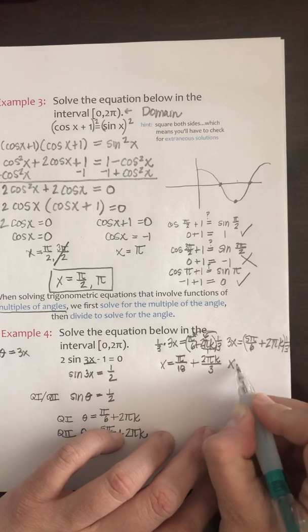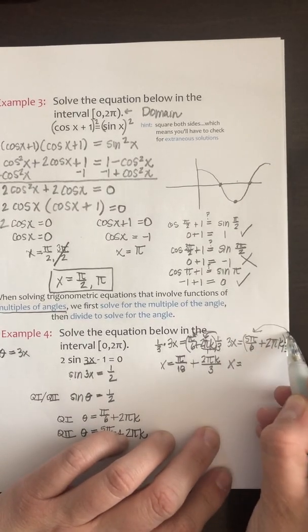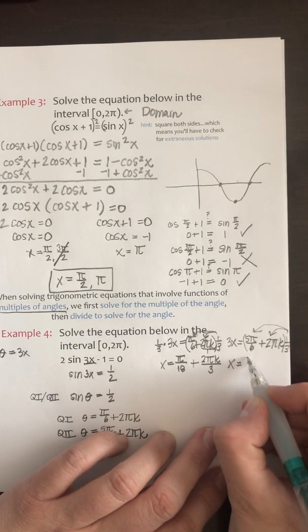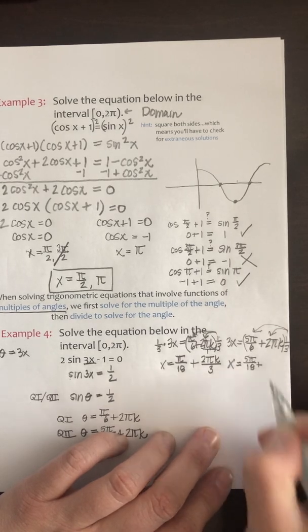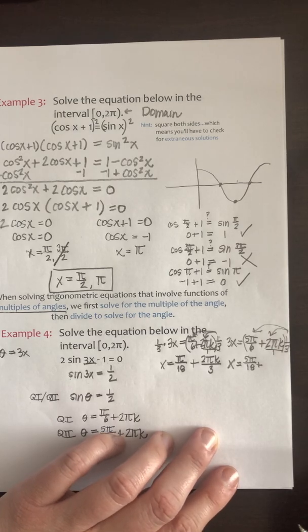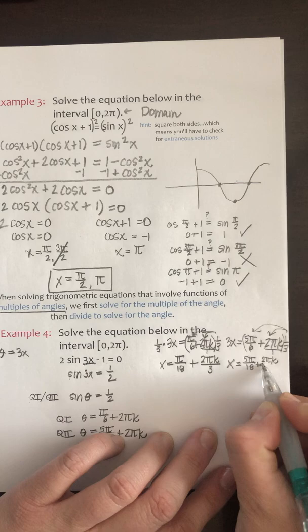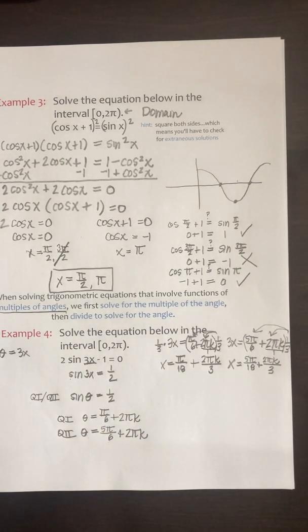So when I do it to the left, that makes the 3 go away. Over here, I have to distribute this, right? So 5 pi over 6 times a third turns into 5 pi over 18. And then I have 2 pi k over 1 that I'm going to multiply times a third, and that turns into 2 pi k over 3. All right, our answers are looking pretty good.